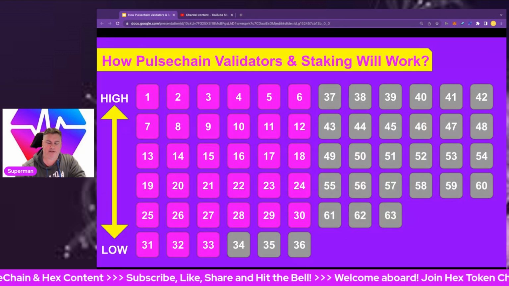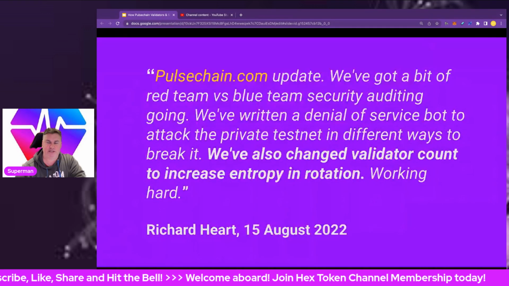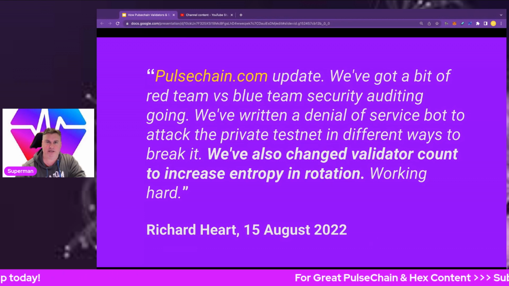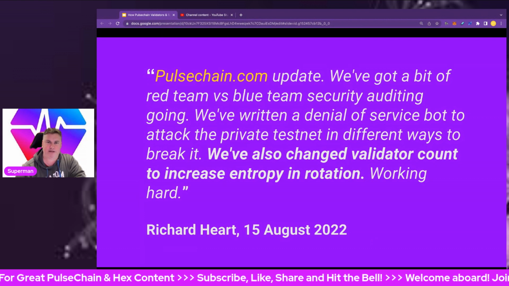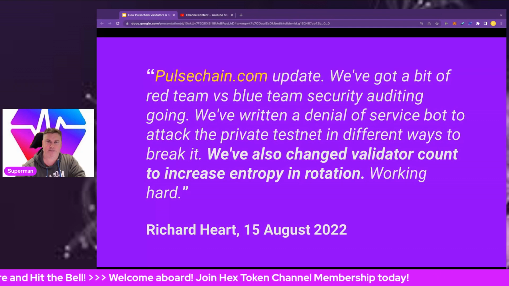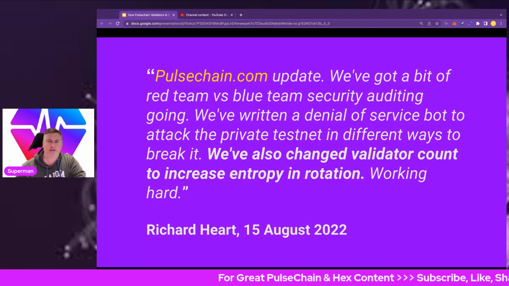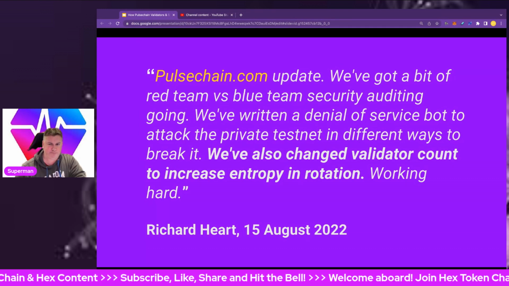Now, we may actually end up having more validators. We have an update from Richard Hart on the 15th of August, 2022, on the Pulsechain.com update. They've got a bit of a red team versus blue team security auditing going, which suggests the Go language code is rewritten for validators. They're apparently still working on a few bugs, possibly for upgrading, but apart from that, it looks like it's progressing pretty well. We've written a denial of service bot to attack the private testnet in different ways to break it. We've also changed validator count to increase entropy and rotation. This is to do with, I believe, the randomness in the blockchain. That could imply we could end up having more than 33 validators to increase the randomness, entropy, and cryptography. So we'll be looking forward to that.